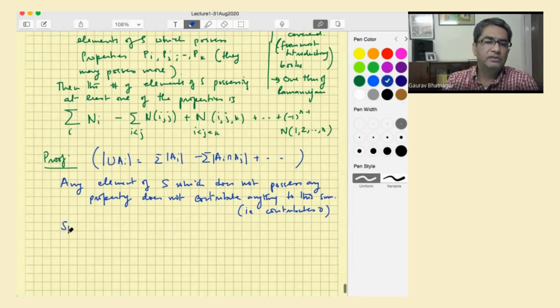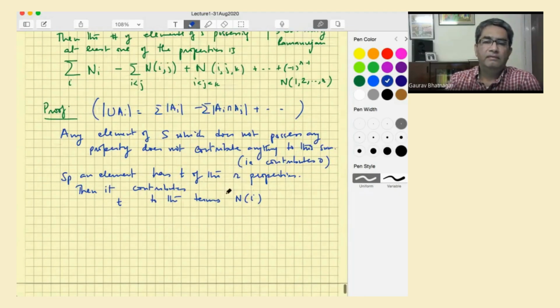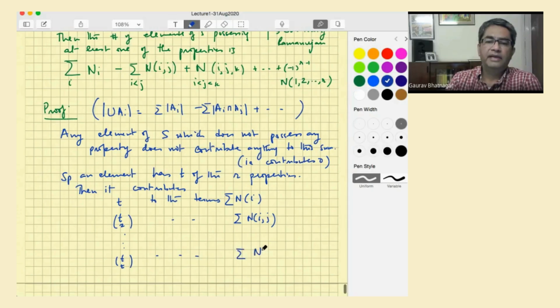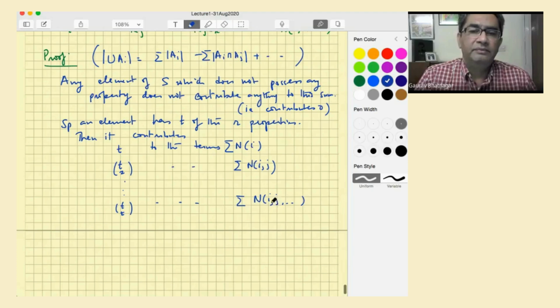Now, suppose an element has t of the properties. Then how much does it contribute? It contributes t to the terms n_i. In this first sum it contributes t choose 2 to the terms n_ij, and so on. It contributes t choose t to the terms n_ij and so on, and there are t of them. Let me say I1, I2, I3.